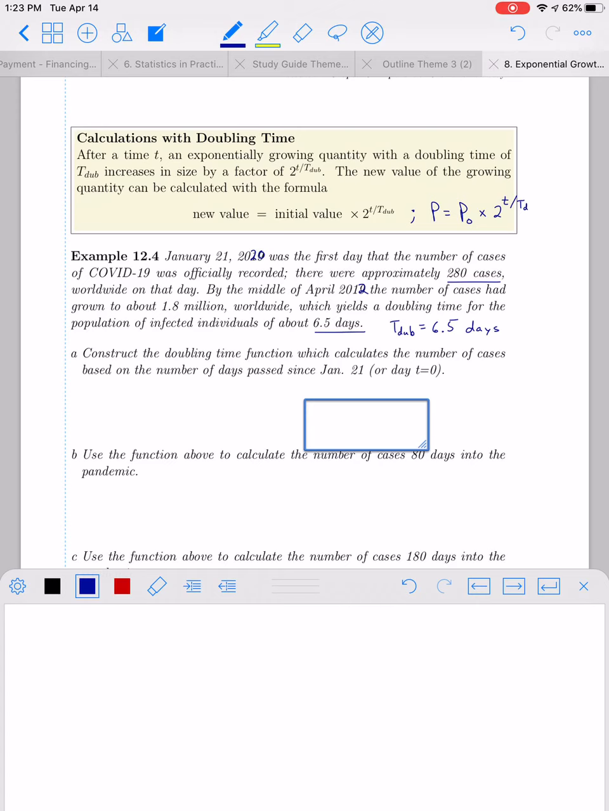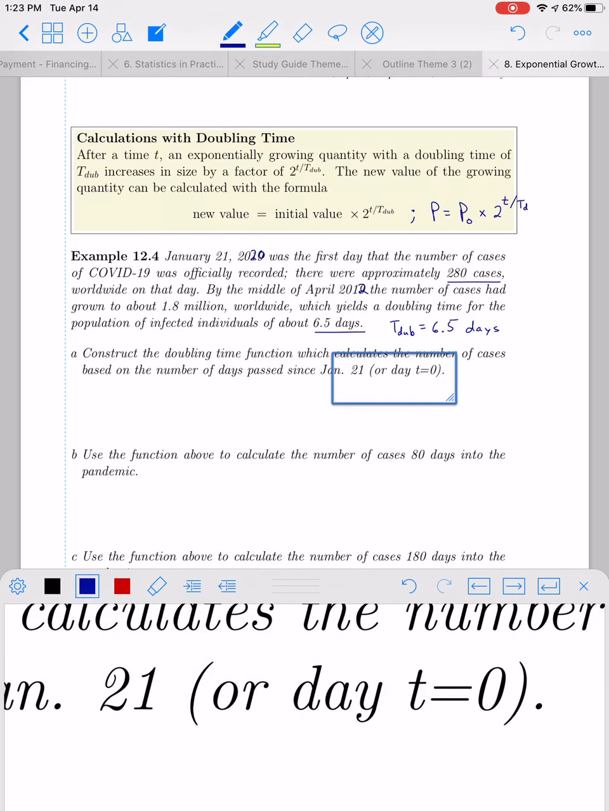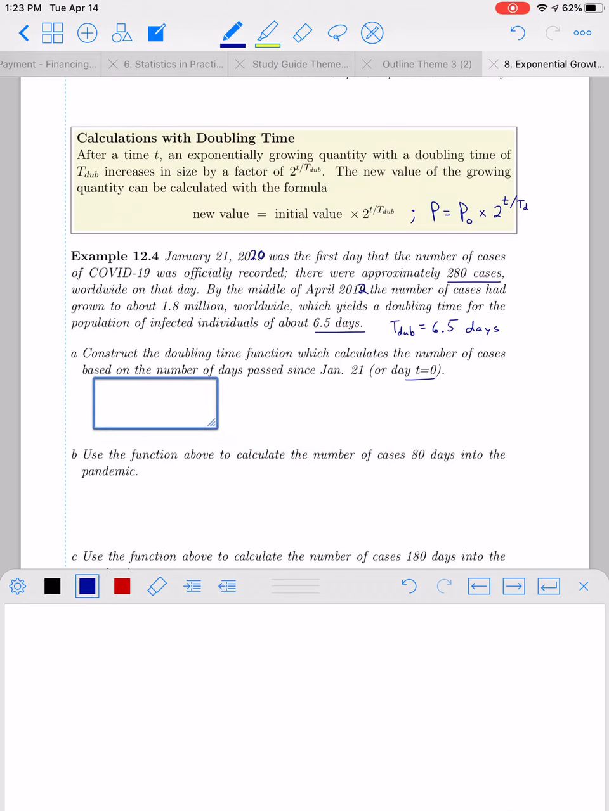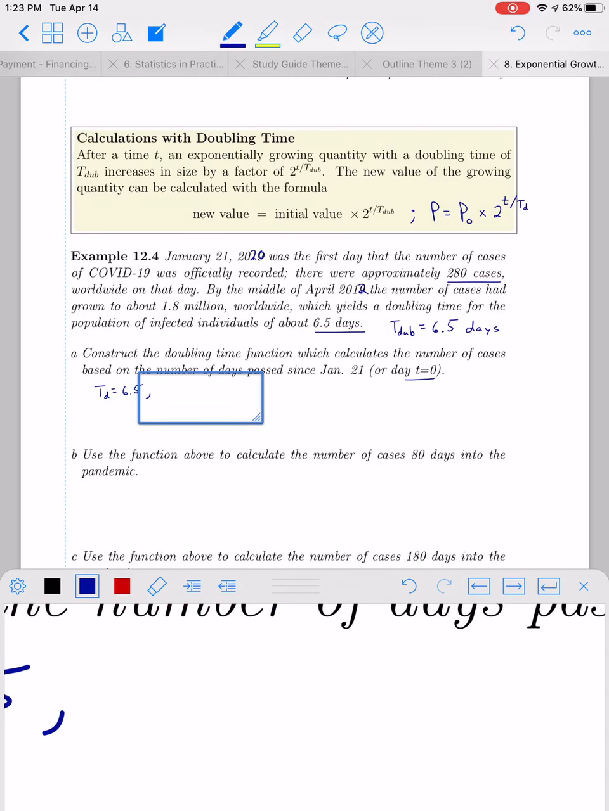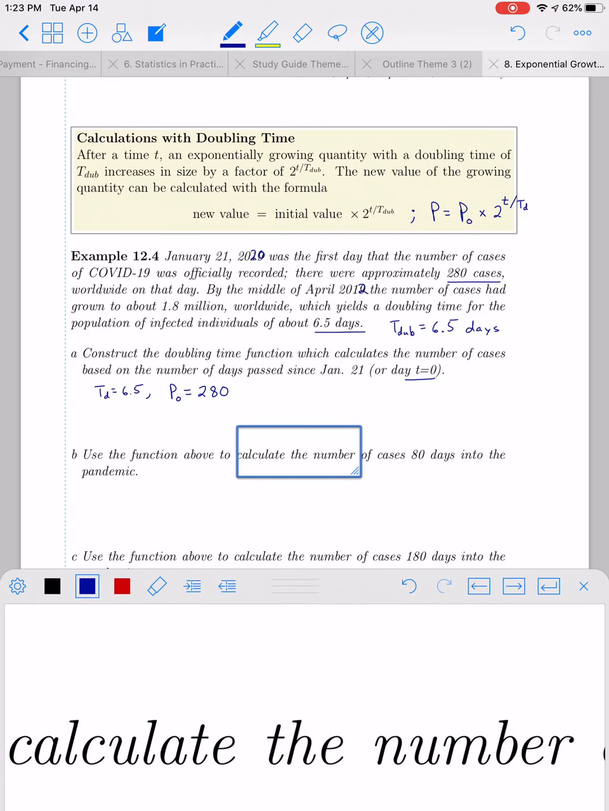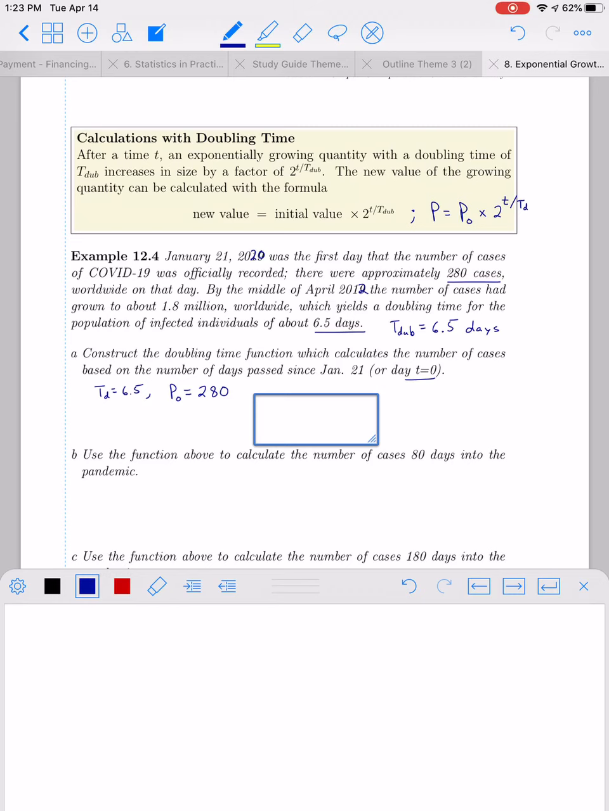So part A says construct the doubling time function, which calculates the number of cases based on the number of days passed since January 21st. January 21st is time t equals 0. It's 0 days past January 21st. So moving forward into the future, we'll count by days, and we know our doubling time, t_d, is 6.5 days. We know that on January 21st, we had 280 cases. That tells us P naught, our initial value. That's the initial population or the initial count that we had in place.